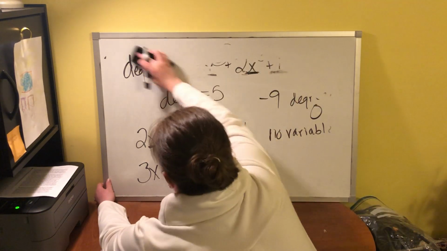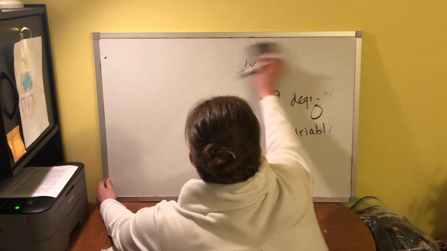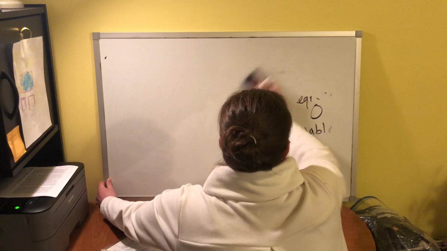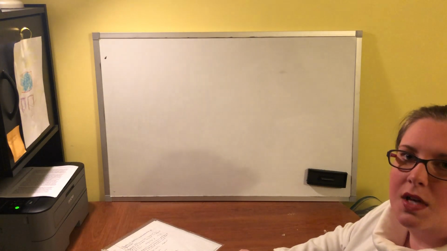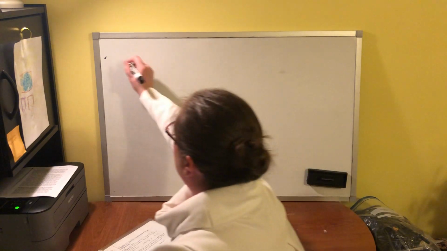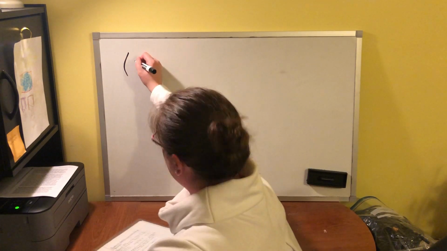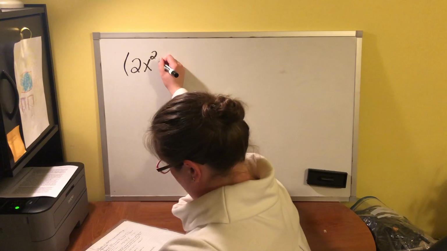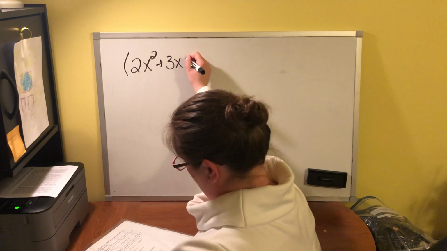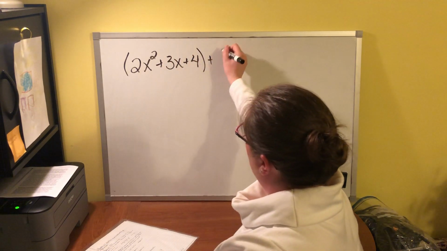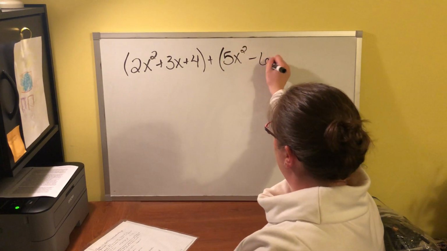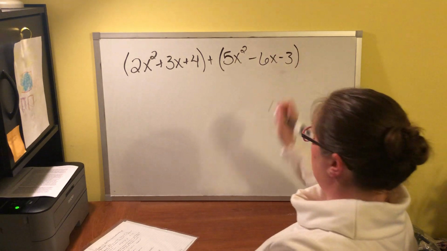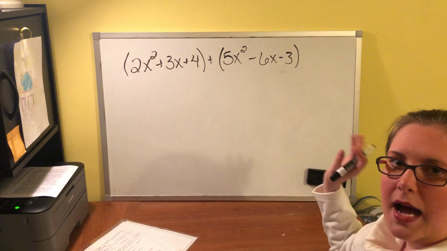So now we're going to be able to add polynomials together and also subtract. Okay? So we're going to be able to add and subtract these polynomials. And it's not too difficult. You just have to remember like terms. Okay? So let's go ahead and look at 2x squared plus 3x plus 4 plus the whole quantity of 5x squared minus 6x minus 3. All right, we're going to be able to add those together.